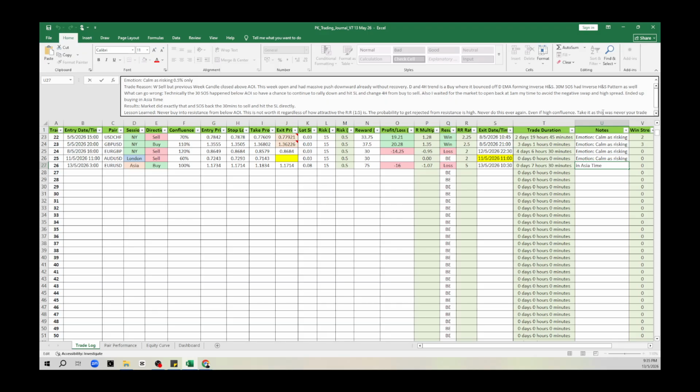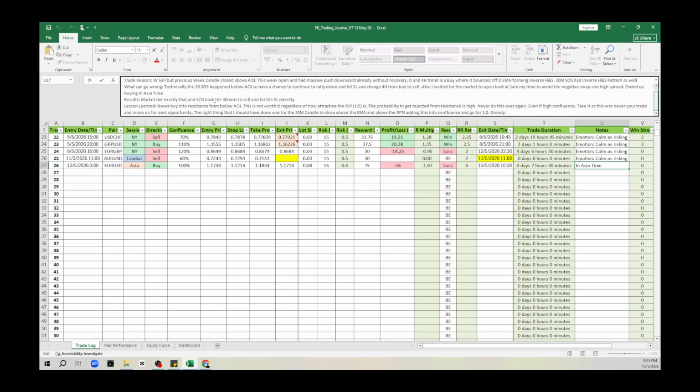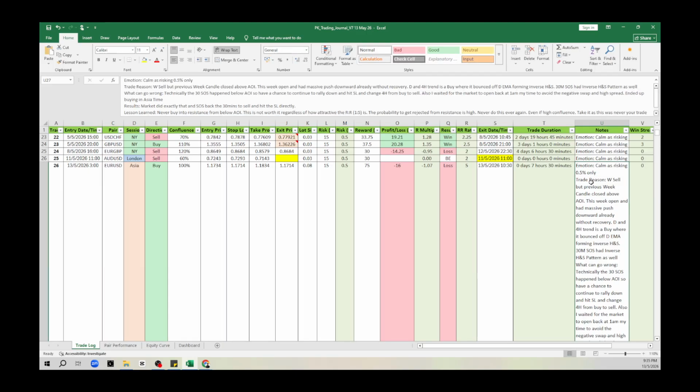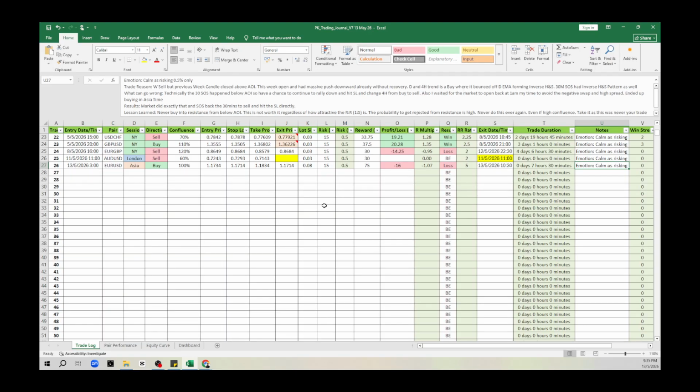So take it as this trade was never your trade. That's the best advice that I can give to myself, right? Take it that it was never your trade and move on to the next opportunity. The right thing that I should have done was for the 30-minute candle to close above the EMA and above the RPN, right? Adding this into confluence to go for a 1 to 2. I was greedy, so I recorded this exactly so that I do not repeat this mistake again.